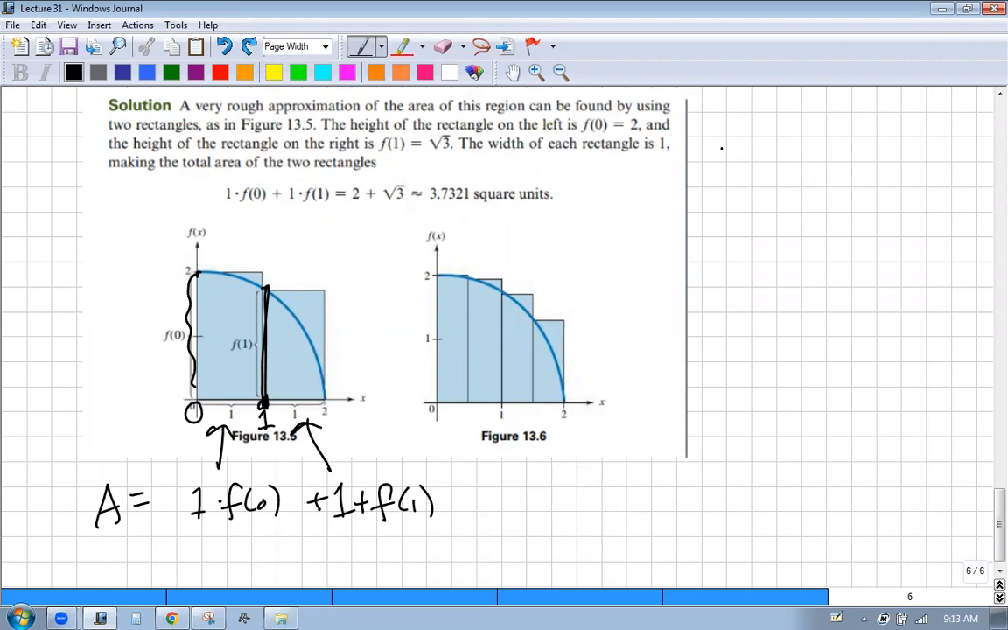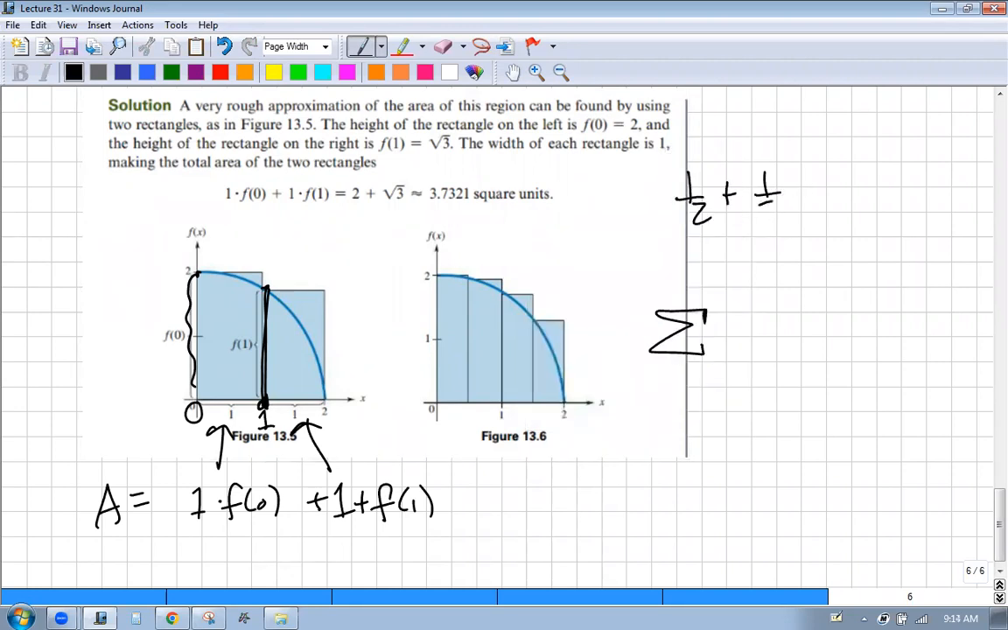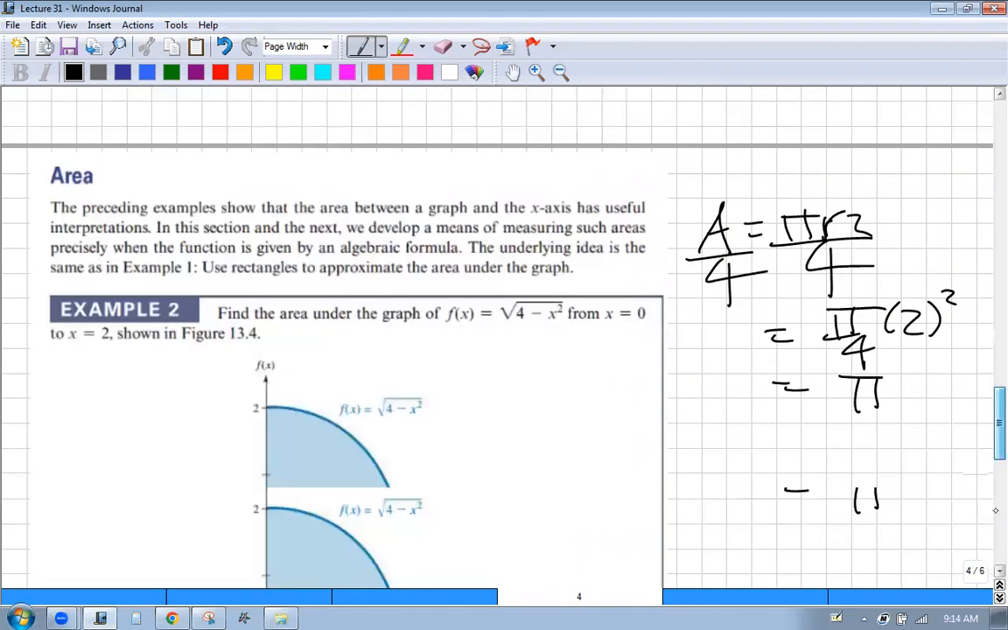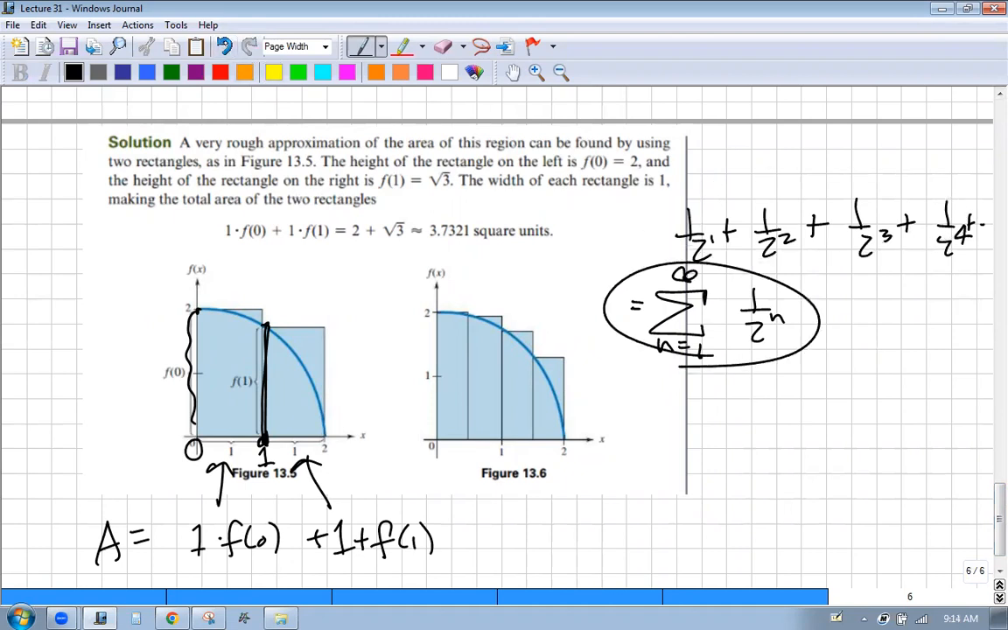you all need to know the sum symbol. Are you familiar with sigma, the sum symbol? If you have, say, 1/2 plus 1 over 2 squared plus 1 over 2 cubed plus 1 over 2 to the 4th, and I wanted to go to infinity, I would write the symbol of 1 over 2 to the n, where n goes from 1 to infinity. So you could write it like that.